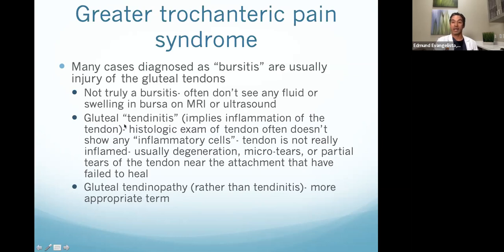So a lot of these patients can be diagnosed with gluteal tendonitis. Now, tendonitis may not be the most appropriate term because tendonitis implies that there's inflammation of the tendon. However, if we look at the tendon histologically under a microscope, there are a lot of times not any inflammatory cells. So the tendon isn't actually inflamed. It's more of a degeneration of the tendon. The tendon is degenerated. There are micro tears or partial tears of the tendon that have failed to heal. So it's really tearing or micro tears of the tendon, not really inflammation. So gluteal tendinopathy is the term that we like to use medically rather than tendonitis, as tendinopathy is probably the more appropriate term from a medical standpoint.